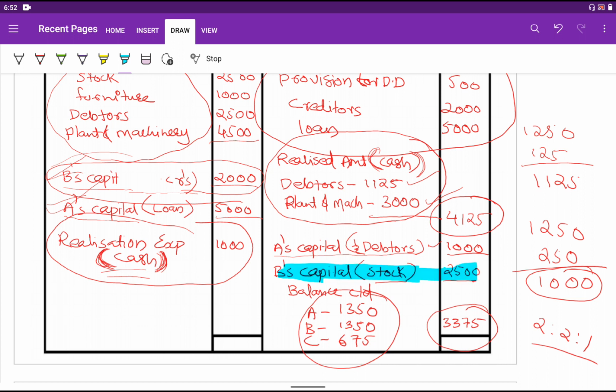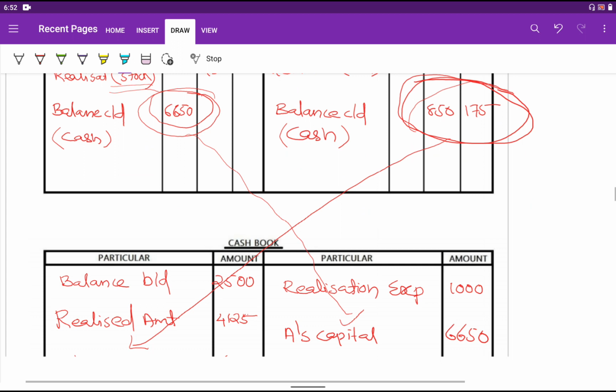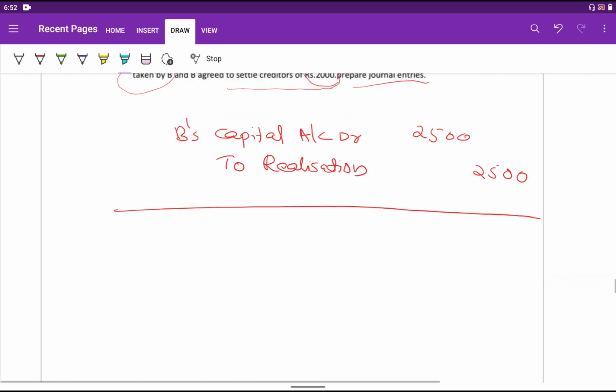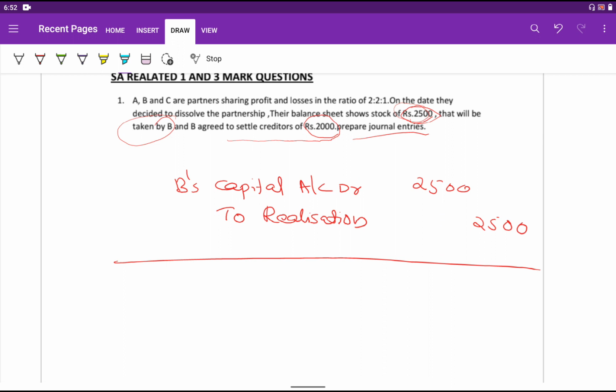B's capital is coming in credit side, so we will debit it and we will write realization. So that is why we are writing, if stock is taken by B, means B's capital account to realization account. Okay, B's capital account to realization account. And second, what is the second thing it is telling? B agreed to settle creditors of rupees 2000. What is the journal entry for that?